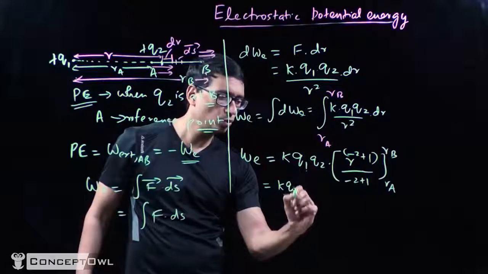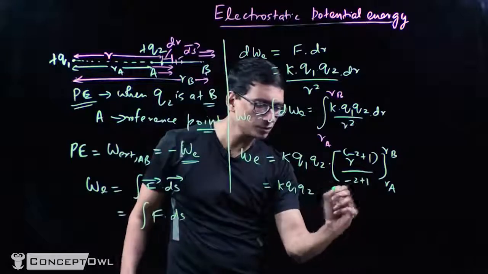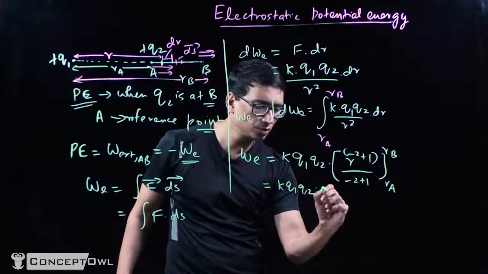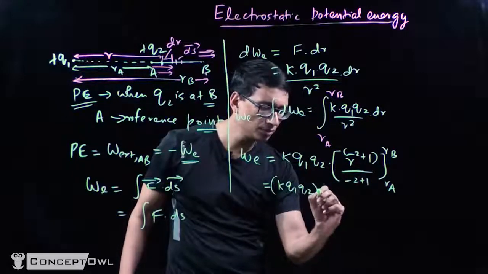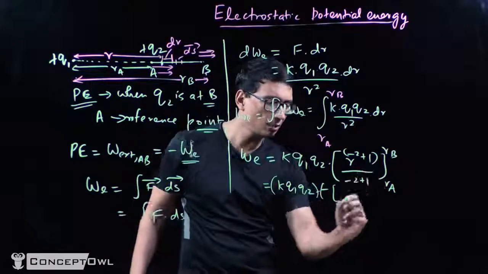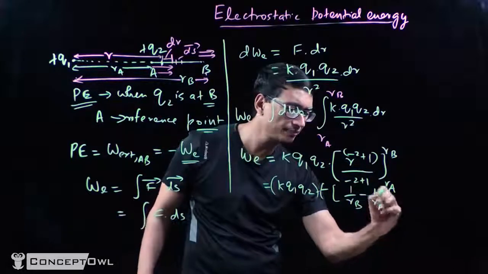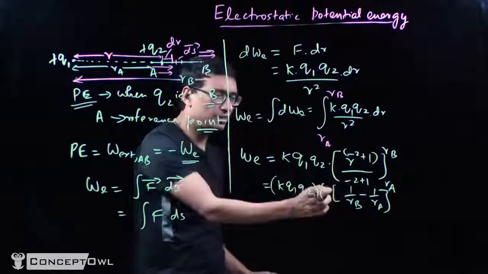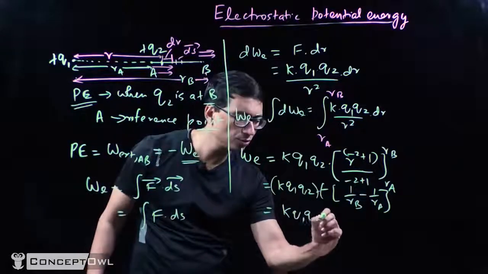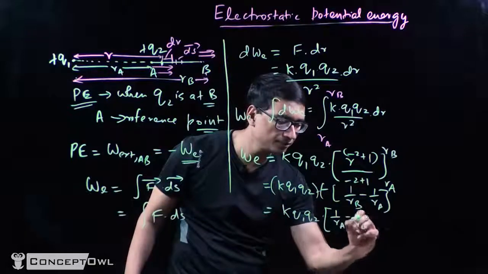So this would be K, Q1, Q2, and this is nothing but 1 upon R. I'll bring the minus out, so this would be K Q1 Q2 into minus, and what do we have here? We have 1 upon R, so this is 1 upon RB minus 1 upon RA. Since there is a minus sign here, I can take it inside and change the sign, so this would be K Q1 Q2 into 1 upon RA minus 1 upon RB.